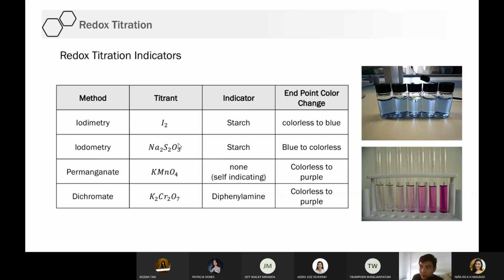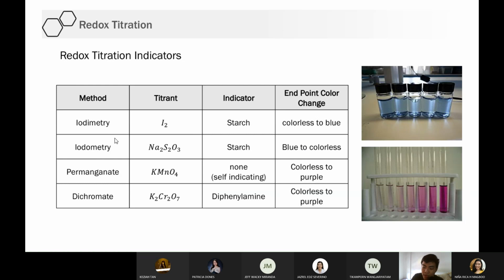For iodometry, the titrant is different. This is sodium thiosulfate. I think that's sodium thiosulfate. And we also use starch indicator. The transition anyway is blue to colorless, so once the color starts to fade, then that's the end of your titration.